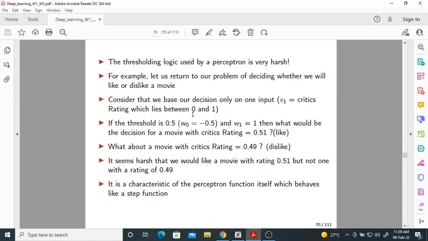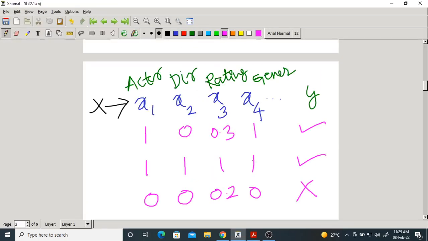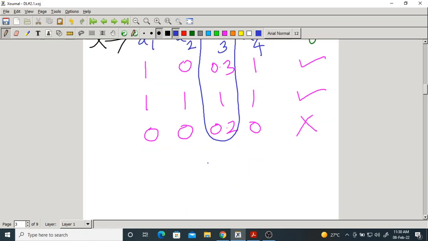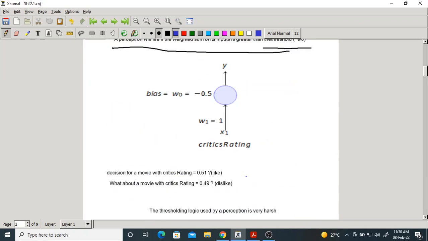Okay, now consider that we base our decision only on one input, that is critics rating. For simplicity, I am taking a decision based on only one input, that is rating. Based on this one input, I am taking the decision, for example, for the time being. Always the rating of a movie is between 0 and 1, so based on that rating, we are taking the decision.